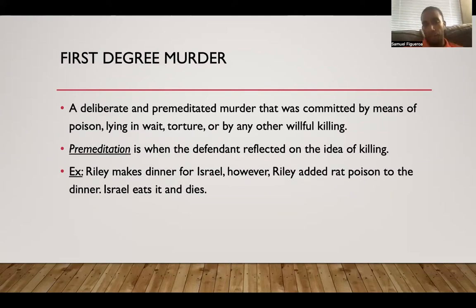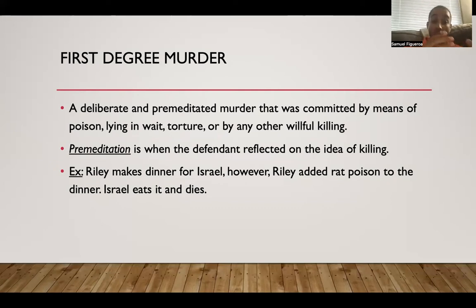Let's finally dive into first degree murder. First degree murder under Nevada law means a deliberate and premeditated murder that was committed by means of poison, lying in wait, torture, or by any willful killing. You're probably thinking to yourself, what does this exactly mean? So we've got to talk about deliberation and premeditation.